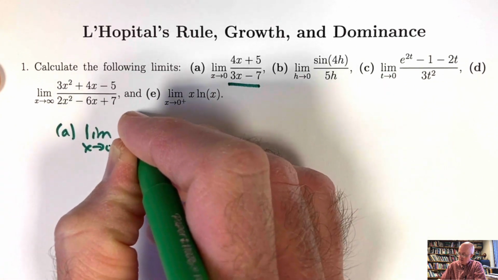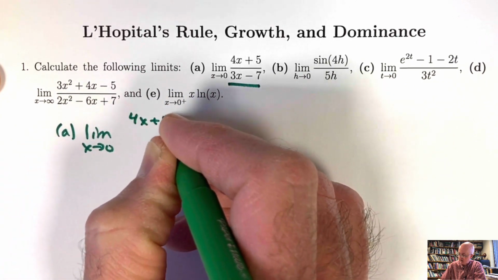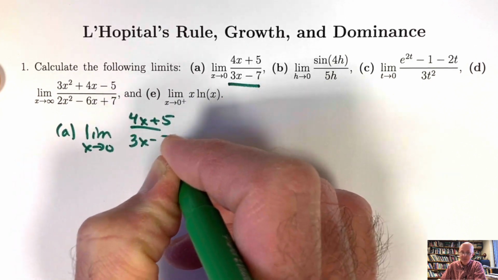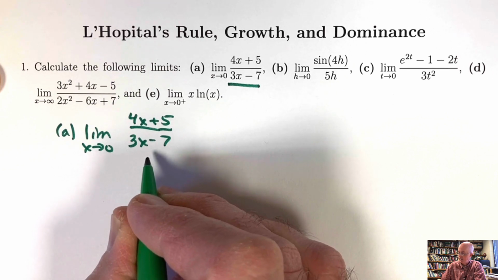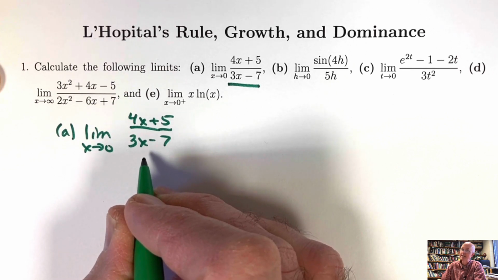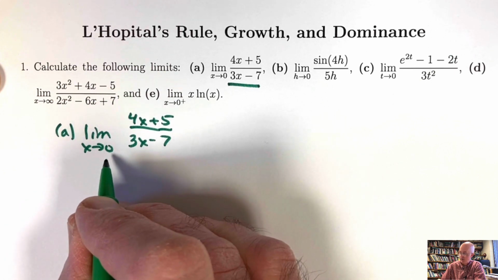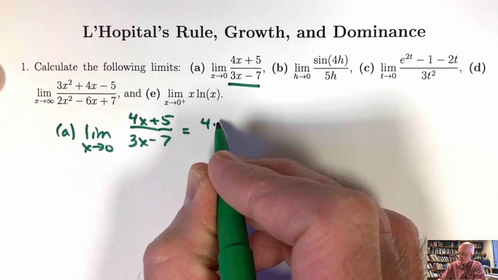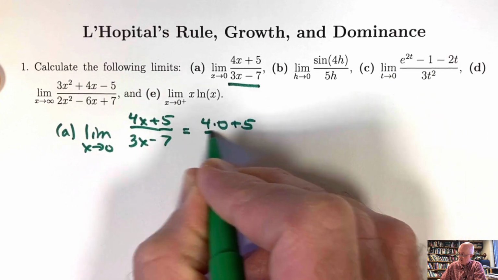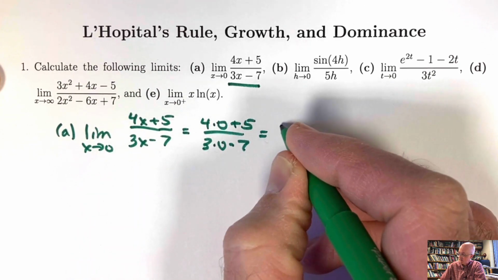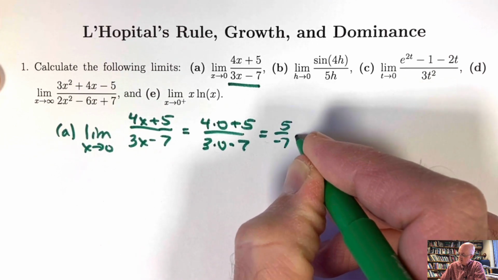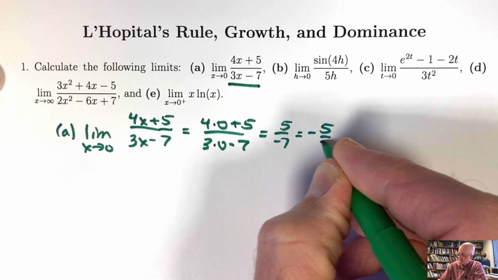The limit as x goes to 0 of (4x + 5) over (3x - 7) can be found by substitution, because the only value of x where this function fails to be continuous is when the denominator is 0. That occurs at x equals 7/3, not x equals 0. We evaluate this limit just by substituting x equals 0. We're not dividing by 0. This limit does exist. It equals 5 divided by negative 7, which is the same as negative 5/7.